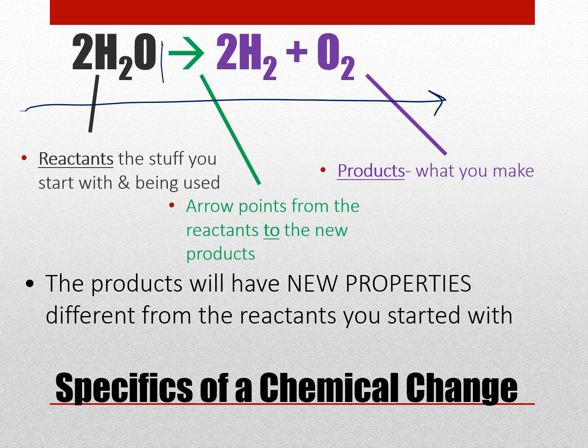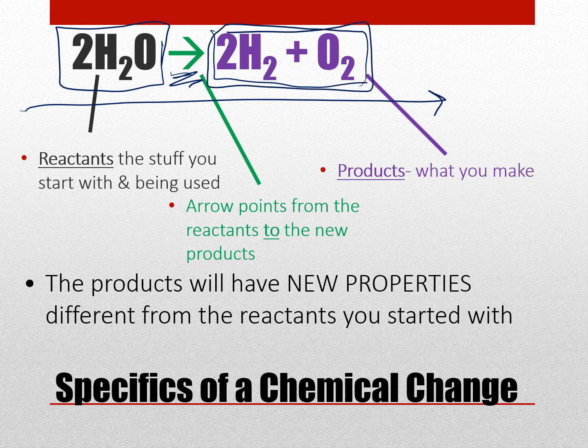Anything to the left of the arrow is going to be deemed a reactant. A reactant is the stuff that you are starting with and you are utilizing. It is your initial stuff. You are reacting these reactants. Then you have an arrow, and that separates your reactants from your products. And then you have your products. Your products are always, always, always written to the right of the arrow. And these are what you produce. So products are what you make or what you produce.